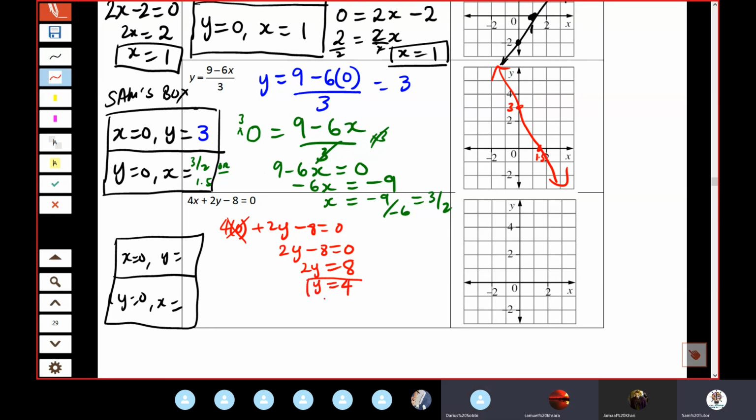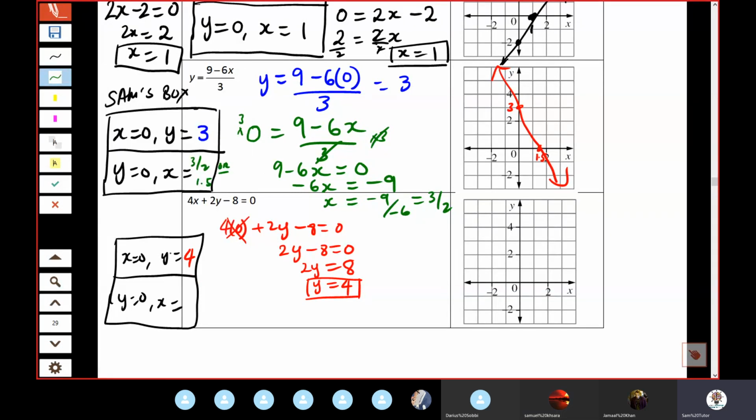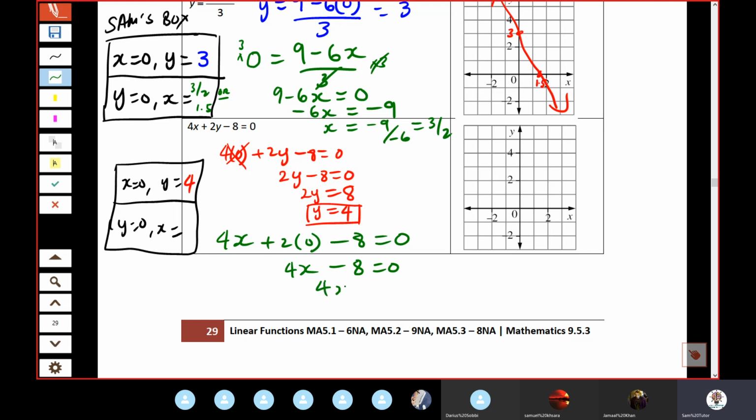Divide each side by 2, yeah, that's fine. I understand what you mean. y equals 4. And then do it again. Make the y bit equal to 0. That's gone. So you're just going to have 4x take away 8 equals 0. And I think we know we're going to plus the 8. And then again divide by the 4.